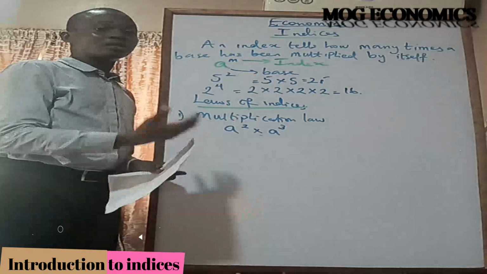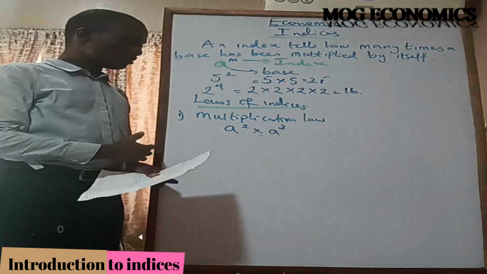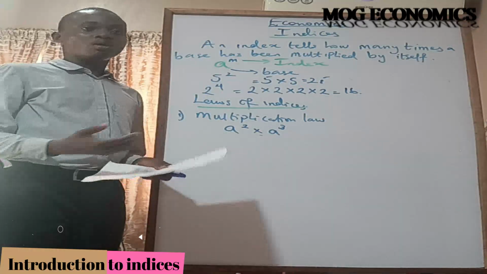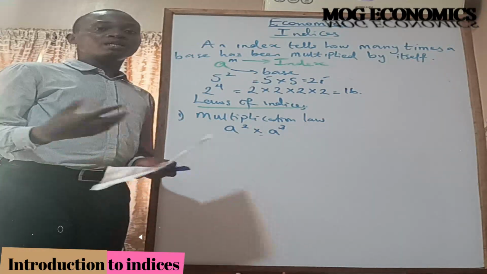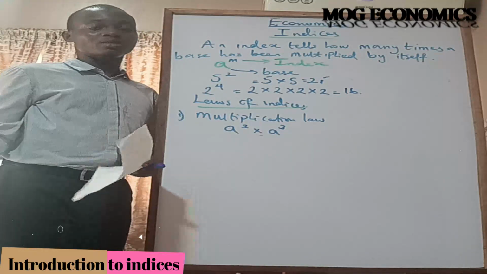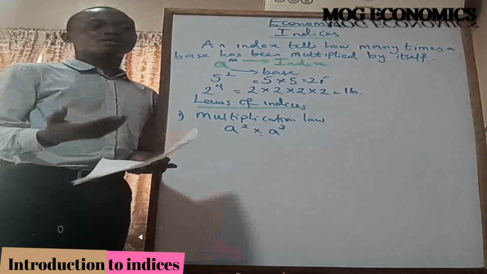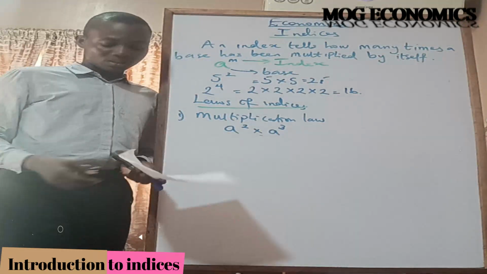Moving on from that, we'll now begin to talk about the laws of indices. We start with the multiplication law. What does the multiplication law say? It's just saying that if you have the same base multiplying each other, we pick one of the bases and then we add the indices, and that's going to give us our answer.